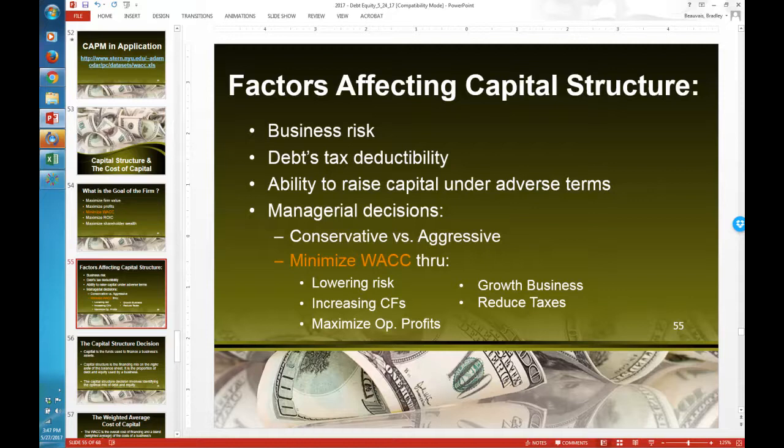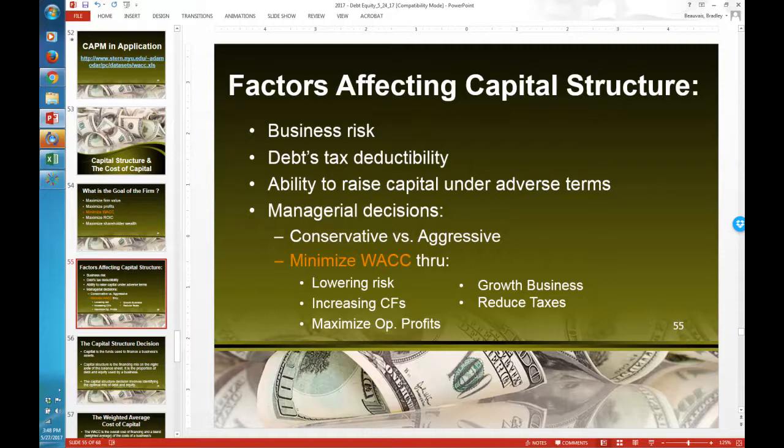But there are other factors that are going to influence our capital structure as well. The business risk, both in terms of the industry as well as how we are positioned within the industry. We're going to look at tax deductibility of debt and how that plays on our overall tax burden, as well as operational needs and cash flow requirements. And our ability to raise capital under adverse terms or adverse conditions. Can we still get capital even when cash flows are scarce, cyclical, that sort of thing?